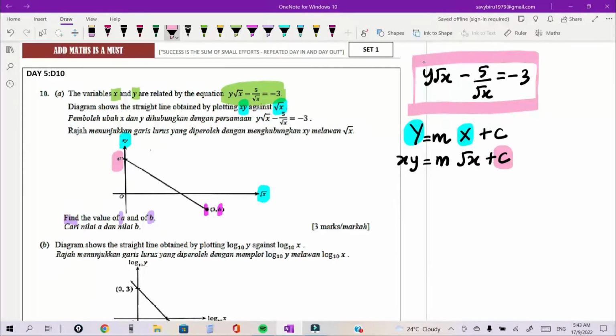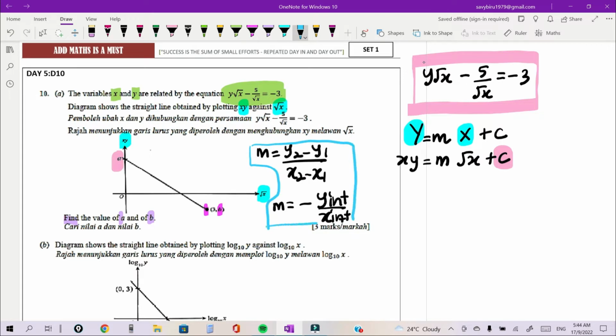to linear form. Okay, your first step, when you get a linear law question, is to calculate the gradient. But here we cannot calculate the gradient. Why? Because we don't have any complete point that lies on the line. We also don't have the x-intercept or y-intercept. So we cannot calculate the gradient using the formula (y2 − y1)/(x2 − x1), or negative y-intercept over x-intercept, because there is no complete point in the question given.